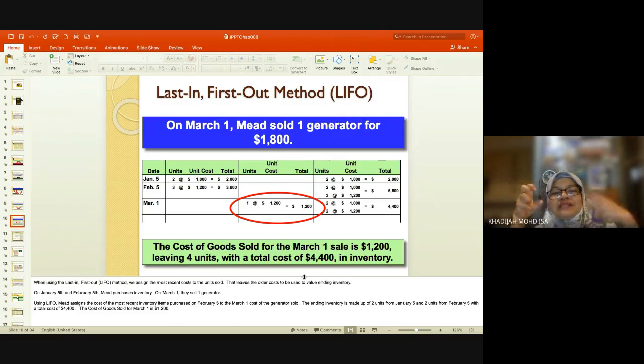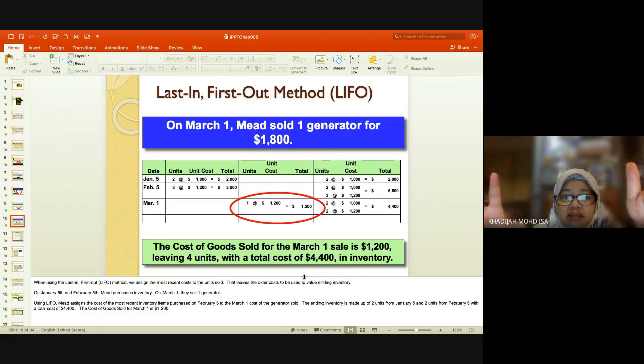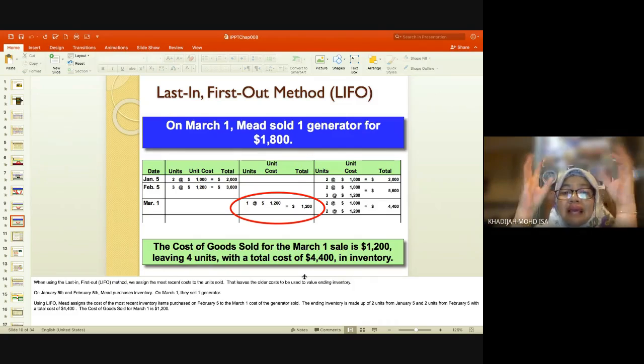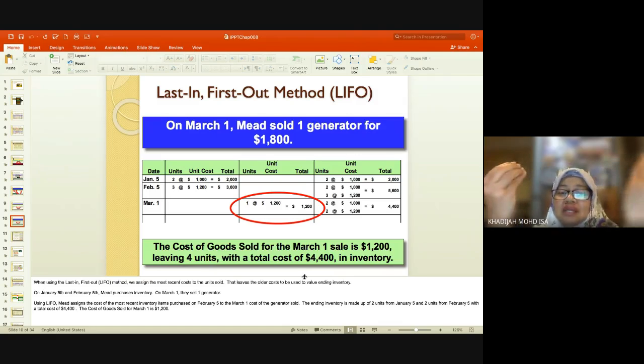Okay, bila you cakap first in, first out, you talking about accounting now. What is recorded in your accounts does not necessarily reflect the actual movement of the stock. Faham tak? It's not the actual movement. Kalau dia nak jual, dia jual di mana-mana as long as within the same category lah. Right? So tapi this one we're talking about the accounting, how we record the accounting based on last in, first out or first in, first out.